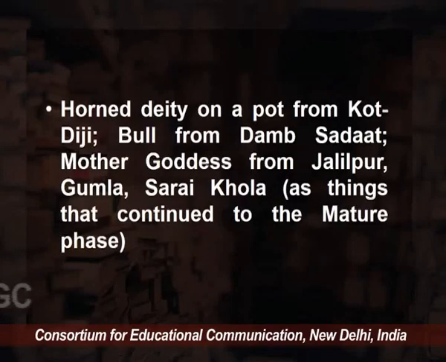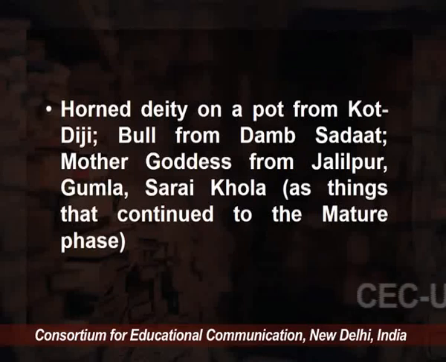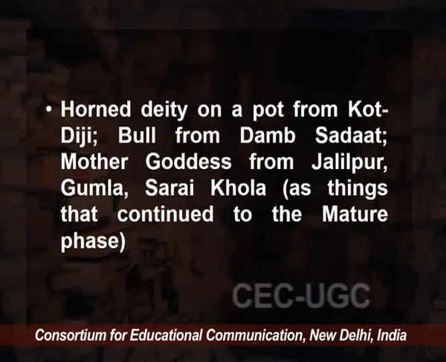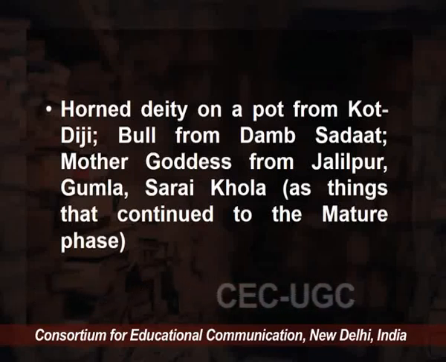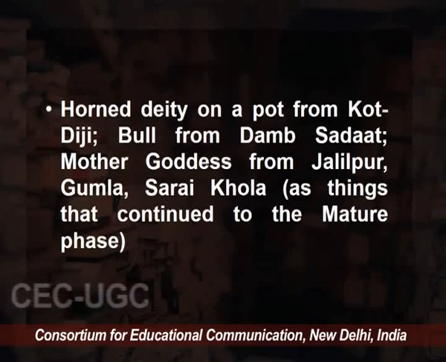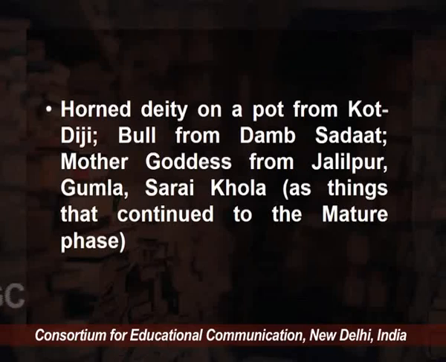A horned deity on a pot from Kot Diji has been found, and the horned deity, all of us know, reminds us of the mature Harappan phase, so that's already present in the early Harappan Neolithic period. Similarly, we have a finding of a bull from Dam Sadat. Again, the moment we say bull, we are reminded of that iconic bull engraved figure on the Harappan seal, which is of the mature period. Mother goddesses coming from Jalilpur, Gumla, Saraikhola, all these things as motifs or symbolic representations that are otherwise so characteristic of the mature Harappan period, have already been there in the early Indus phase in this area.